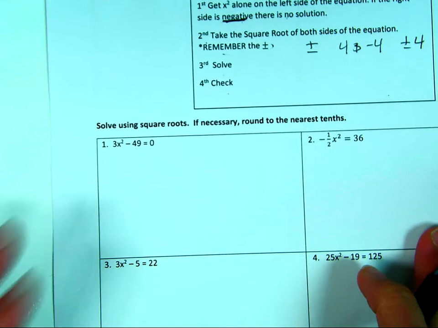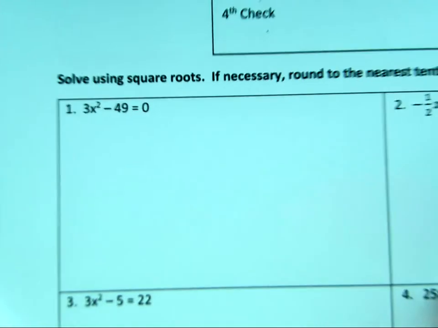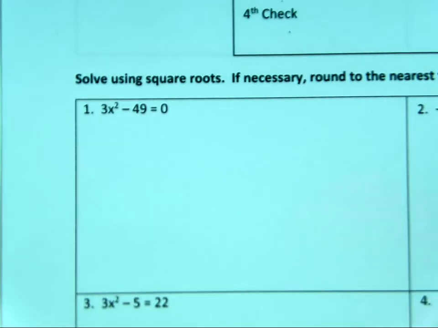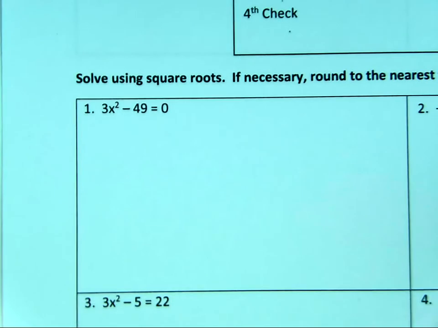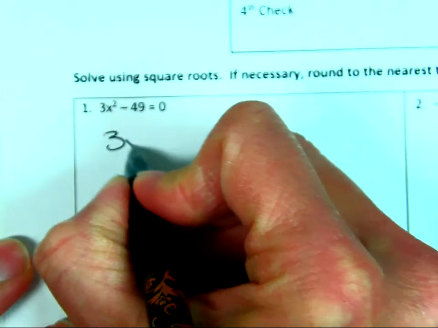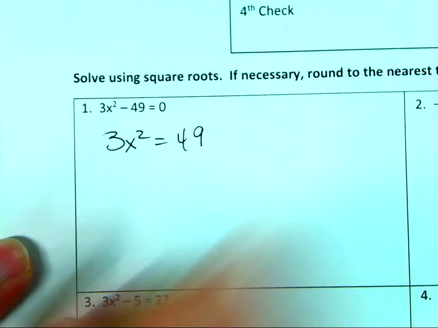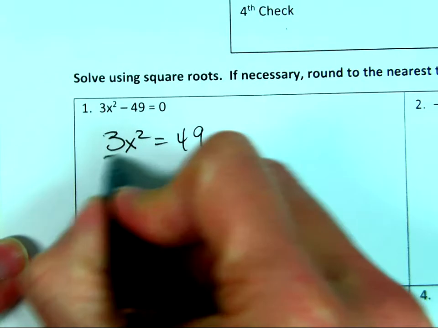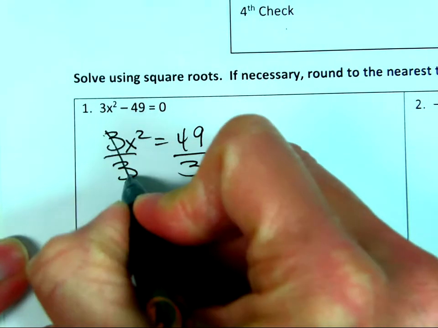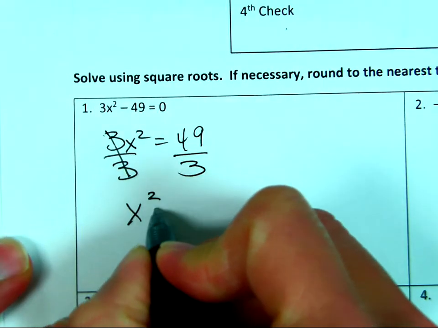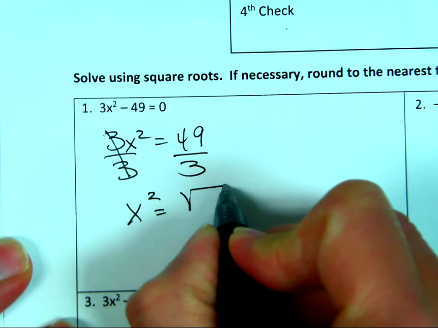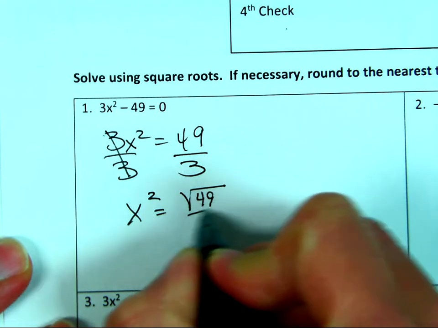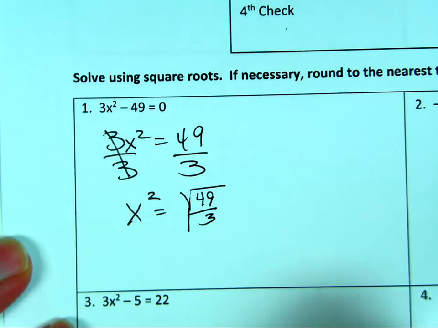So the first thing we do is we get x squared alone. How are we going to do that? We're going to add 49 to both sides. So we're going to get 3x squared equals 49 when we add 49 to both sides. X squared is not alone. We need to get it alone. So we're going to divide both sides by 3. X squared equals 49 over 3. That's how we get it there.